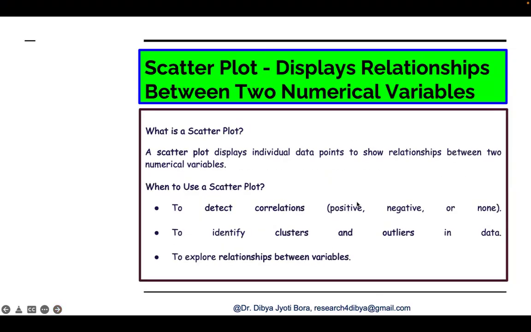Now next, जो मैं दिखाना चाह रहा था वो है स्कैटर प्लॉट. स्कैटर प्लॉट क्या है? Scatter plot displays relationship between two numerical variables, right? It displays individual data points to show relationship between two numerical variables. We have to use it to find out the correlations, either positive, either negative or none, or to identify clusters or outliers in the data and to explore relationship between variables.